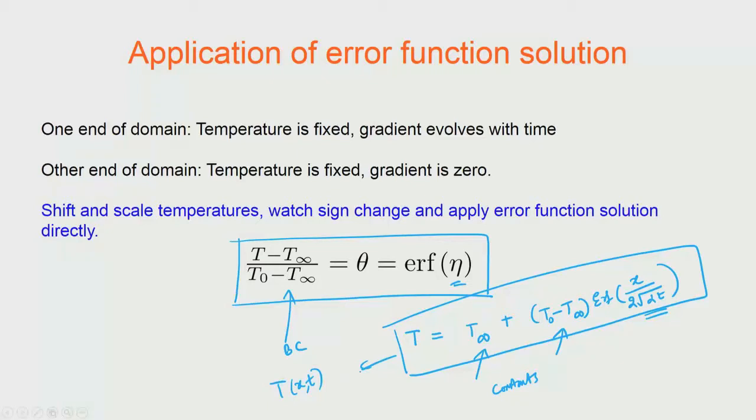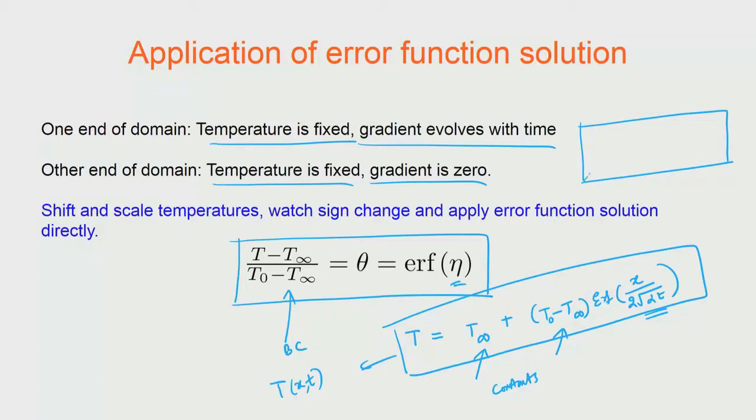Okay. So, we have the solution available now, and it is very important to note that this is applicable only when on one end of the domain the temperature is fixed and the gradient is changing with time, and at the other end the temperature is fixed, but the gradient is 0. Which means that this is valid when you are able to imagine the domain to be semi-infinite, such that the profiles look like that as a function of time. So, as a function of time, the gradient is changing on one end, but it is 0 at the other end, and the values are fixed on both ends.